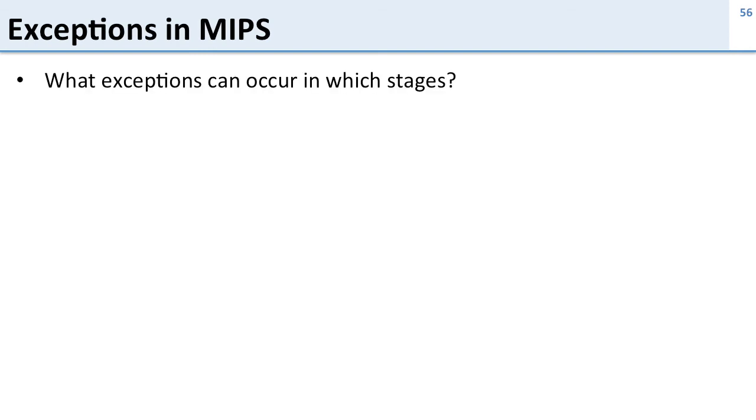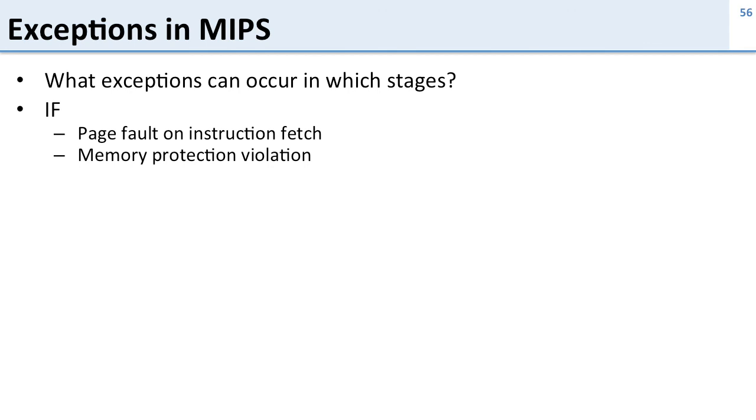So let's talk about exceptions and MIPS. What can happen in which stage of the pipeline? So here's instruction fetch. In instruction fetch, we can have a page fault. That is, you're trying to load instructions from a part of memory that's from data that's not been loaded into memory. And on a page fault, the operating system is going to have to go fetch that data from the hard disk and load it into memory. You can also have a memory protection violation if you're trying to run code that's not your own.